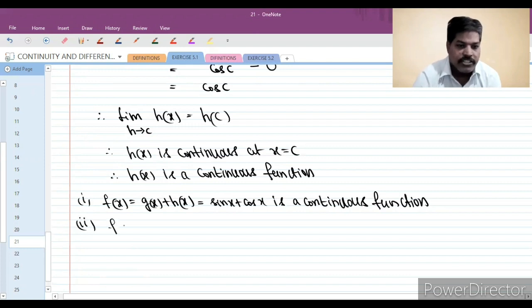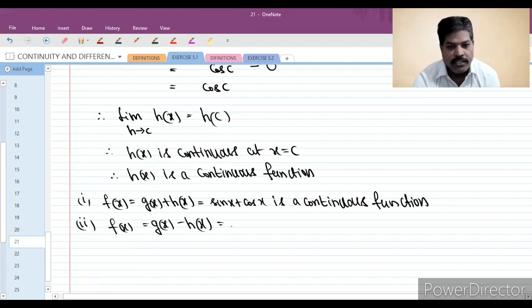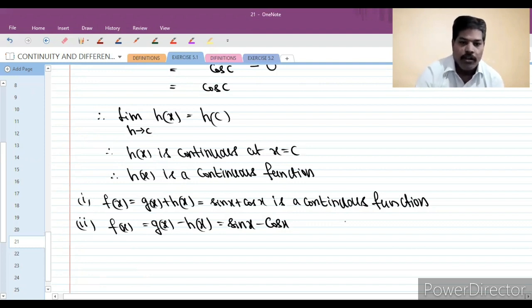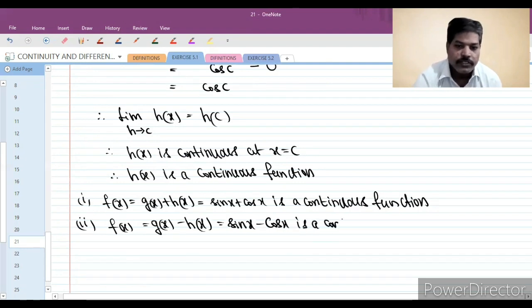Similarly, the second question, what is the second question students? F of x is equal to g of x minus h of x, that is nothing but sin x minus cos x. That means g and h are continuous, so automatically g minus h is also continuous. So sin x minus cos x is a continuous function.